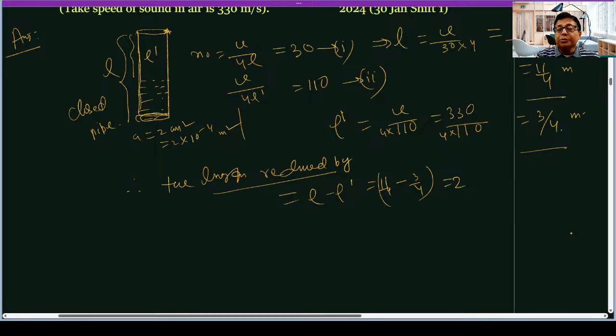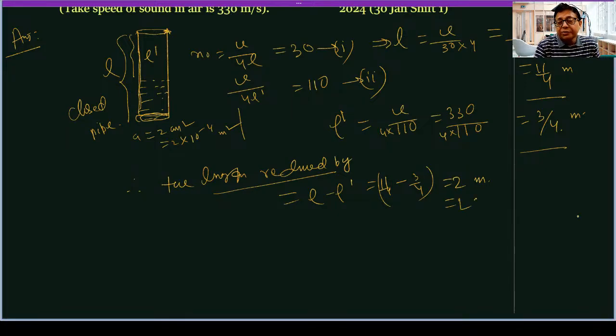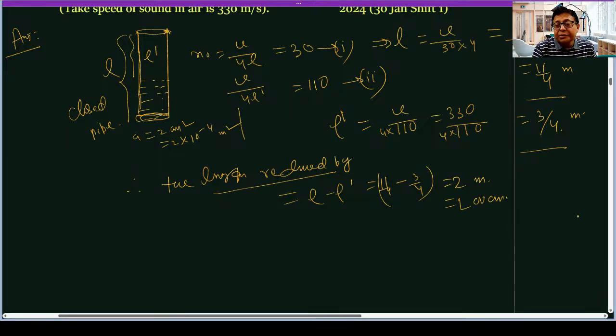This is 2 meters. Okay? Now, area of cross section is given 2 centimeters square. You can write 200 also, no problem, if you want to keep in 100. 200 centimeters.